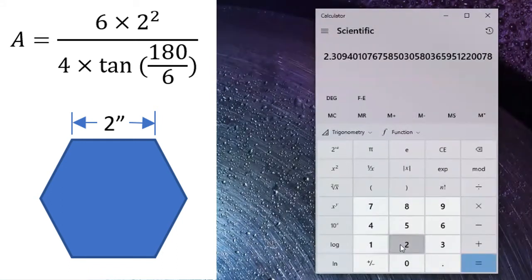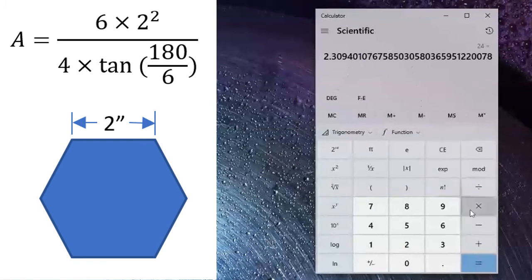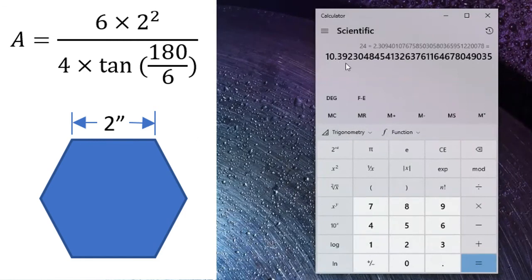So 2 squared times 6 equals 24. Now I need to divide this by the long complicated decimal that I just got for the denominator. So divide by, and then memory recall, and I'll pull that number back in. And my area for this hexagon is about 10.39 square inches.